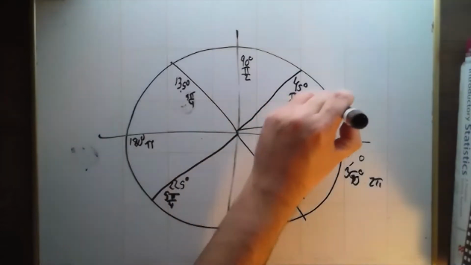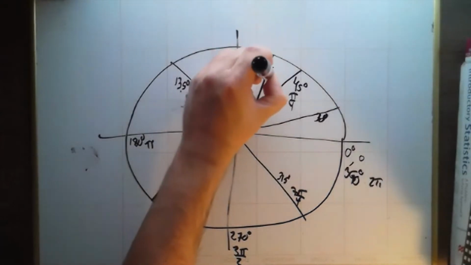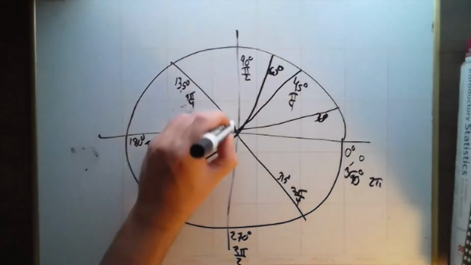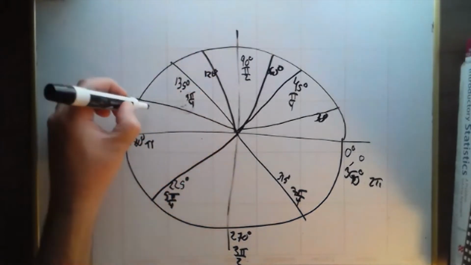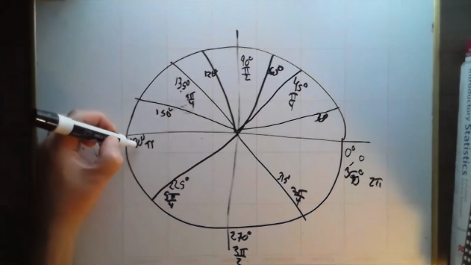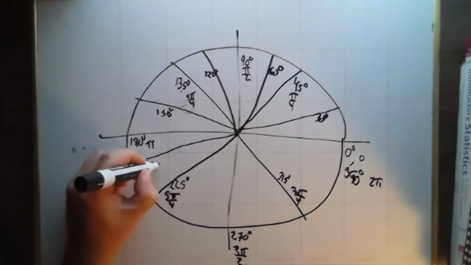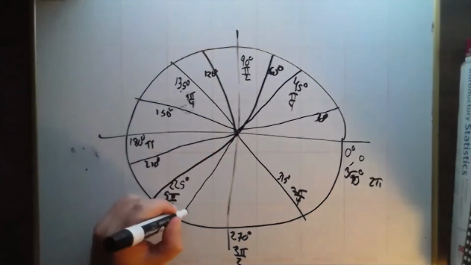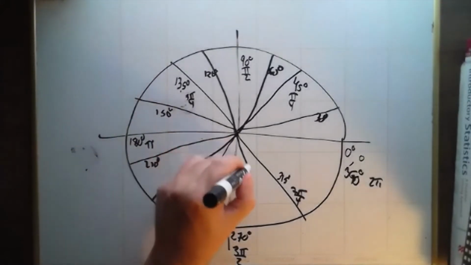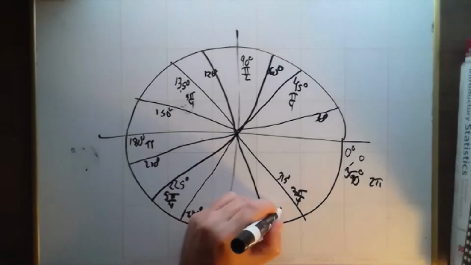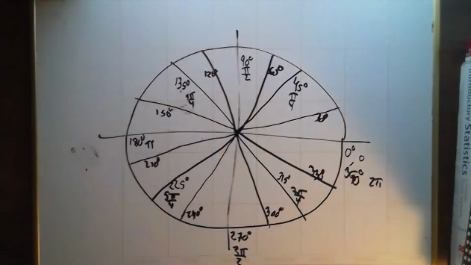So 30 degrees plus 30, 60. Plus another 30 is 90. I already had that one. 120. Another 30. 150. Another 30 would get me to 180. Add on another 30, 210 degrees, 240 degrees, 270 I already had, 300 degrees, 330 degrees, and then back to 360.